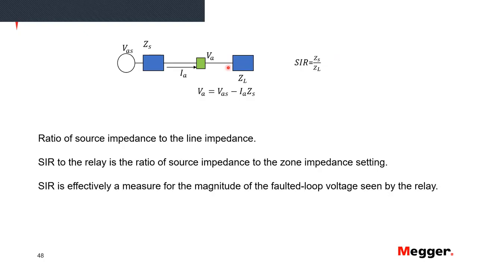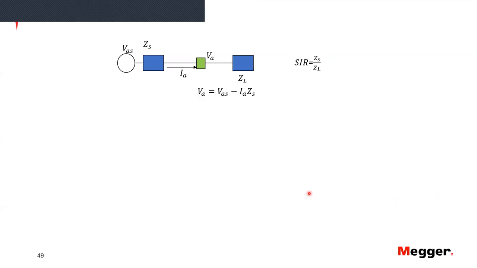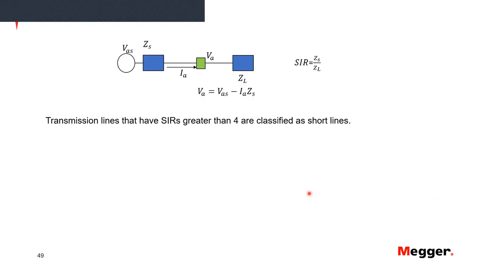It is effectively a measure for the magnitude of the faulted loop voltage seen by the relay, because the higher the SIR, the lower the faulted loop voltage is going to be. So for transmission lines that have SIR greater than 4, they're classified as short lines. Why is that the case?